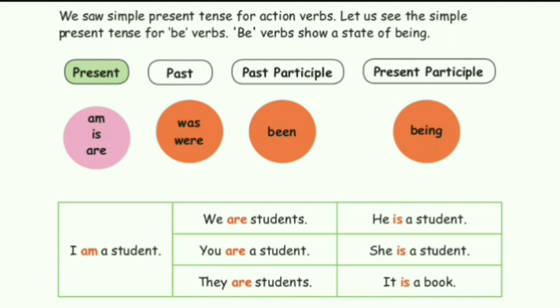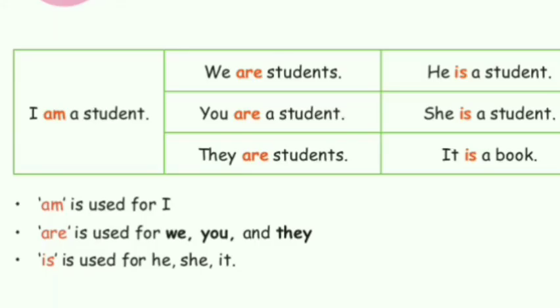After I we should always use am for present tense, and after we, you, they we should use are for present tense, and after he, she, it we have to use is for present tense. See, am is used for I, are is used for we, you, and they, is is used for he, she, it.